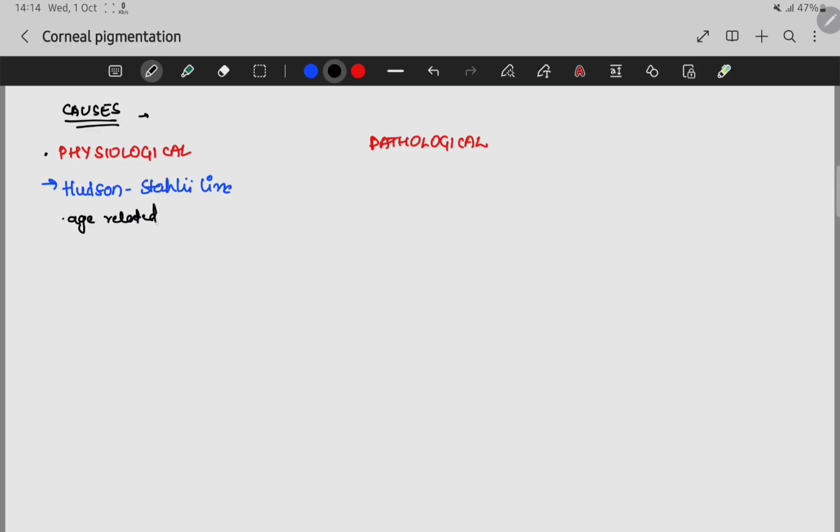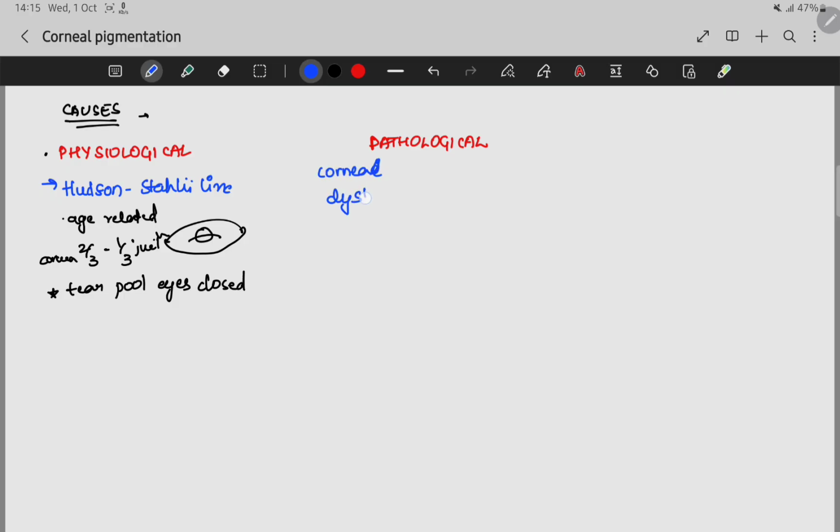So this is an age-related deposition in which there is deposition of iron at the junction of the upper two-thirds and the lower one-third of the cornea. It is thought to be due to accumulation of tear pool when the eyes are closed. Okay, so this is regarding Hudson Stahli line. So this is an iron deposition line.